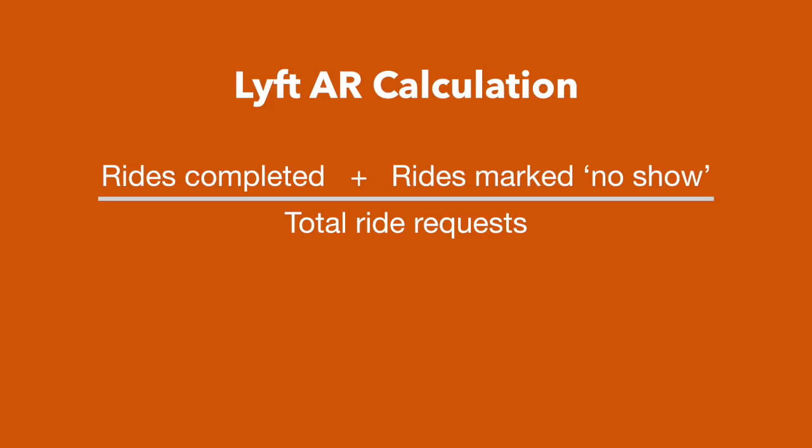And Lyft calculates acceptance rate by taking the number of completed rides plus the rides marked as no-show and dividing those rides by your total ride requests. And again, this is a weekly calculation. This resets every single week. So one thing that sticks out in that calculation is rides marked as no-show.